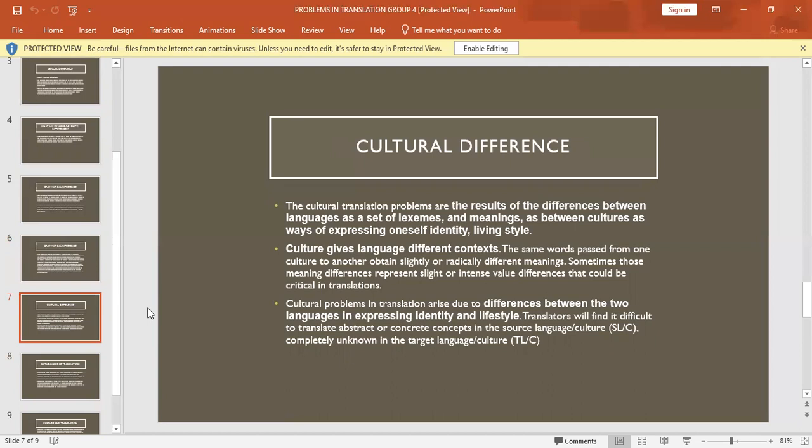Cultural problems in translation arise due to differences between the two languages in expressing identity and lifestyle. A translator will find it difficult to translate abstract or concrete concepts in the source language or culture that are completely unknown in the target language or culture.